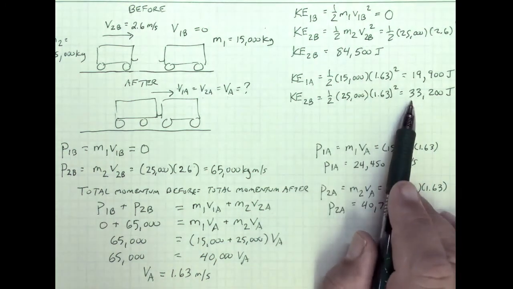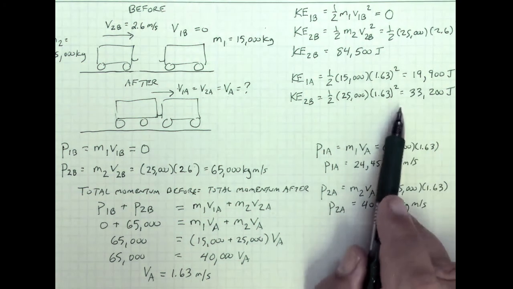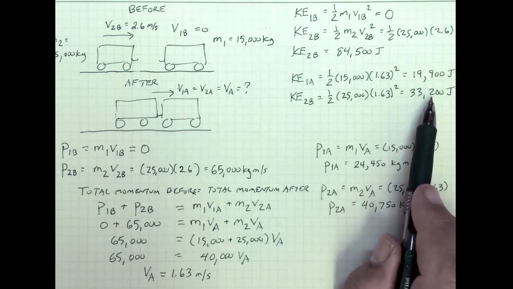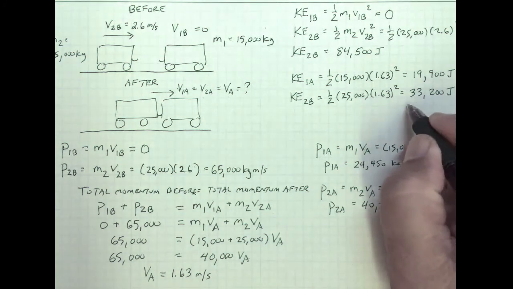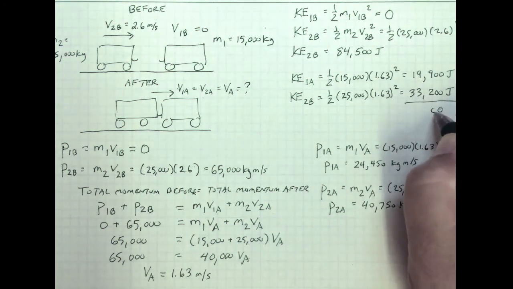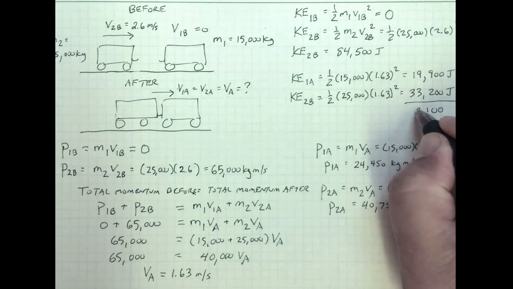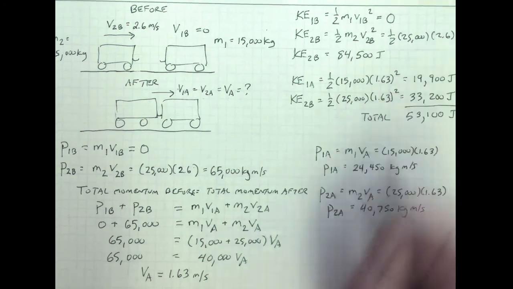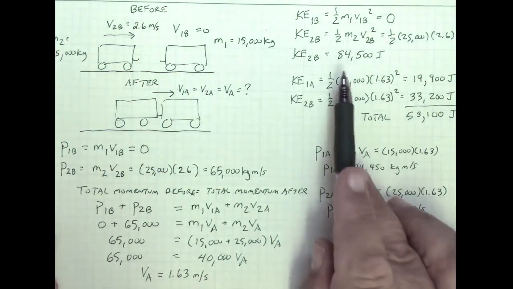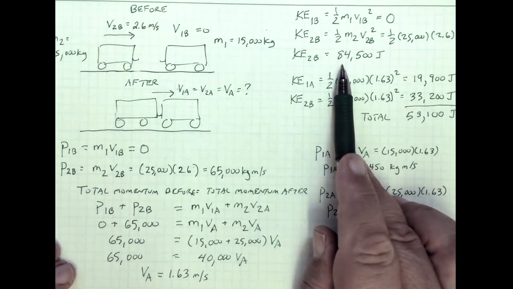Adding up the kinetic energy for the two, and this comes out to be 19,900 plus 33,200, which is about 53,000 joules. So this total of 53,100 joules is significantly less than the total kinetic energy of the system before the collision.